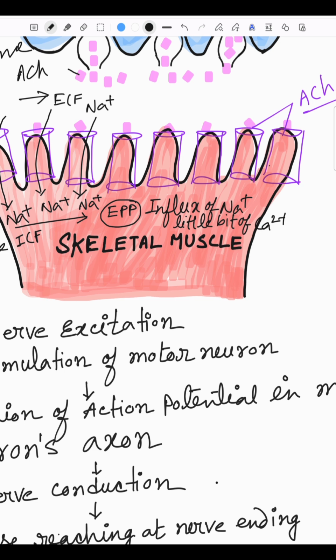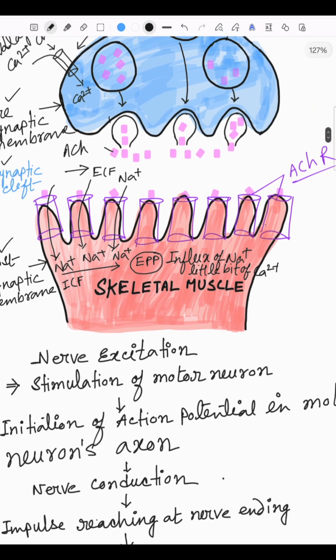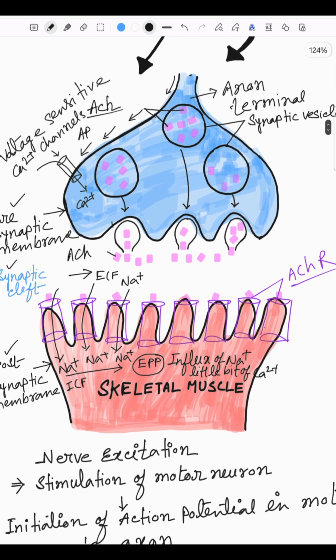For muscle, the endoplasmic reticulum is known as the sarcoplasmic reticulum, and the sarcoplasmic reticulum is the storehouse of calcium. So there is plenty of calcium in the skeletal muscle, and that causes the skeletal muscle contraction, which is another sequence of events. Okay, so after contraction of a skeletal muscle, we must relax our muscle.